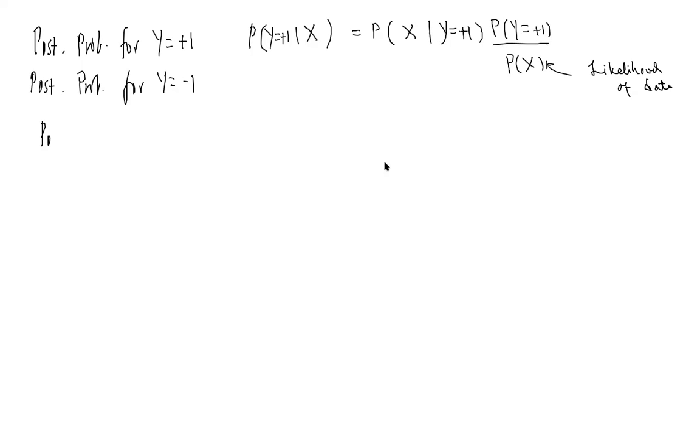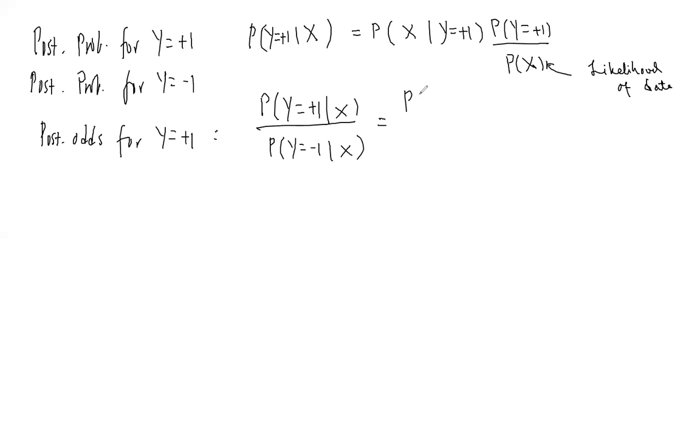Because basically this is actually not important. It's just some kind of a constant that is specific to your particular problem. So we can actually remove this constant here by taking the following: we consider the posterior odds for y equals to plus one, which basically is taking the ratio here, over minus one. Then that will allow you to get rid of the likelihood term.